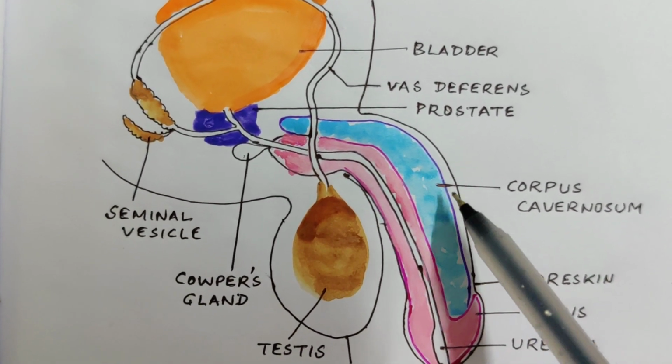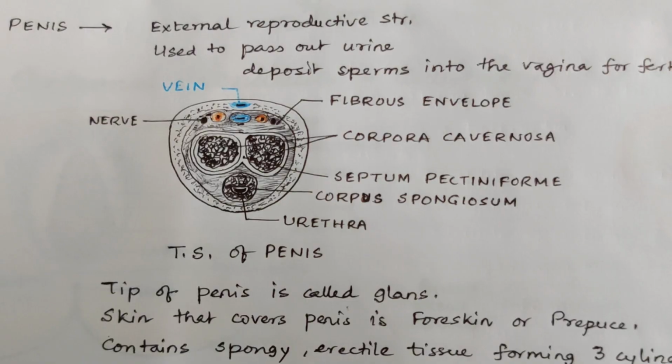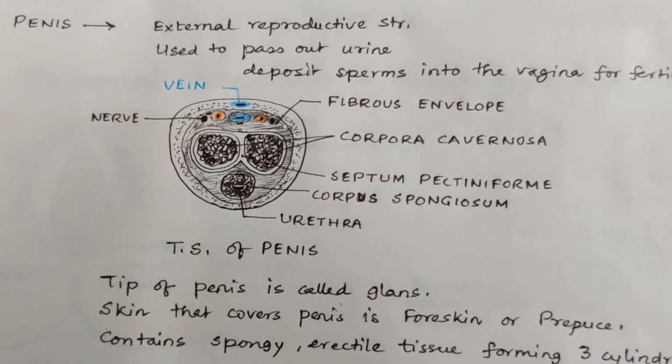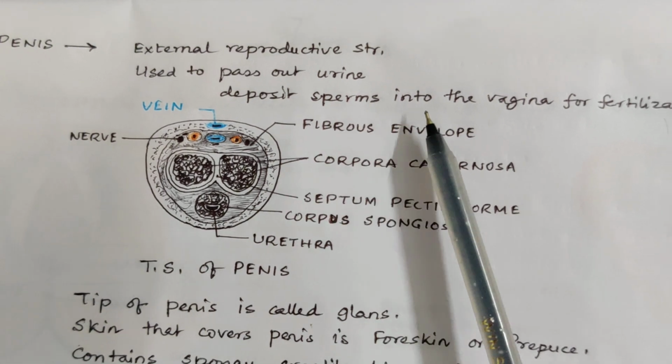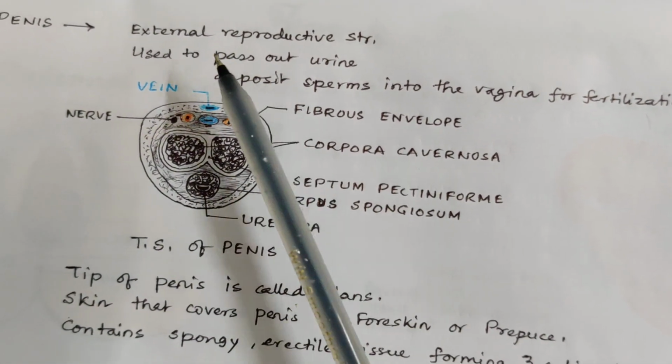The skin covering the penis is known as foreskin. Now this is the external morphology of the penis. The penis is used to pass out urine and deposit sperms into the vagina for fertilization. These are the two functions of the penis that you can see.